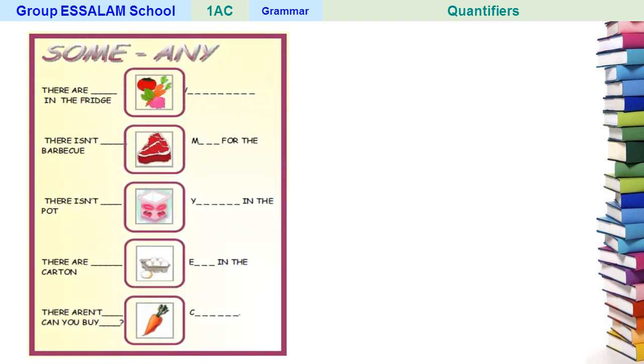Exercise number 2. In this exercise, try to fill in the blanks with some and any, and also try to name these food that are here, okay? There are, so some or any, and try to name these food, okay?